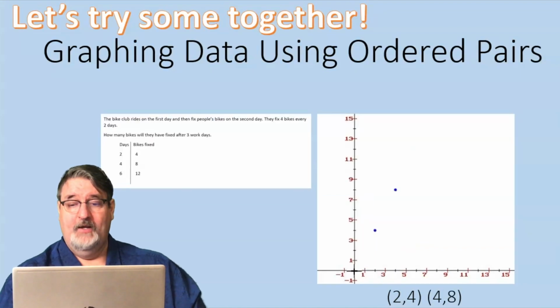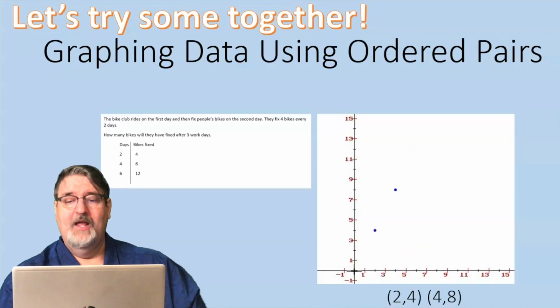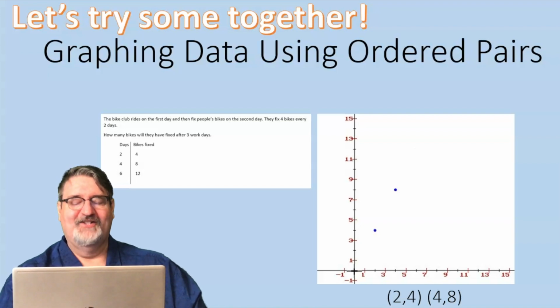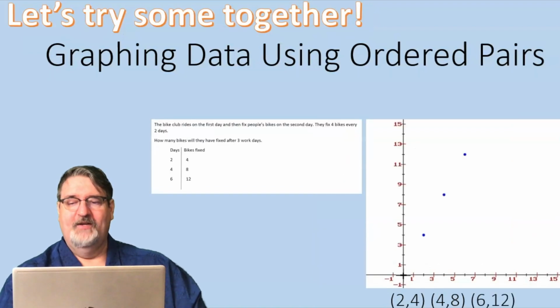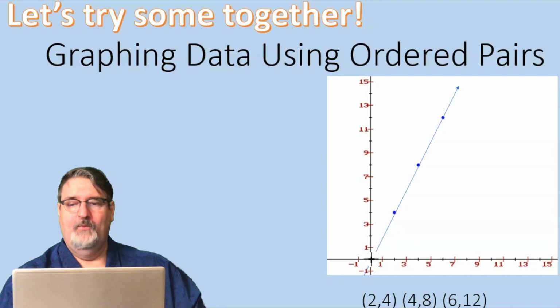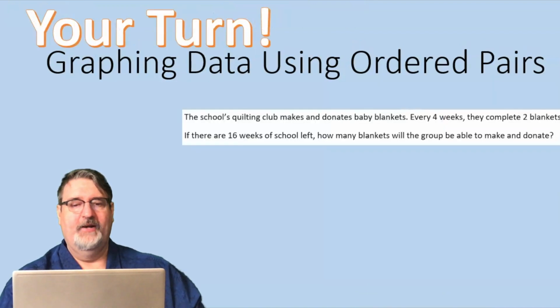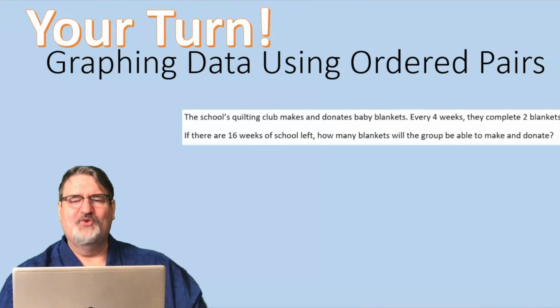The next point, we go over to the 4, and then you go up to the 8. All right, let's try one more point. The next one tells us to go over to the 6, and then to go up to the 12. So at that point, when we take a ruler and draw a line, you can see it's collinear.